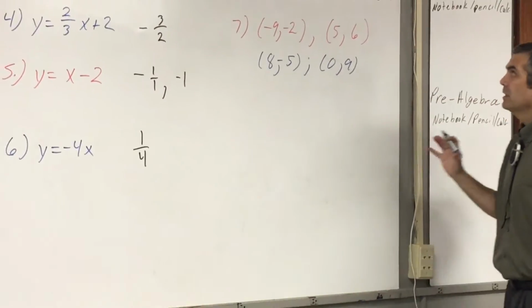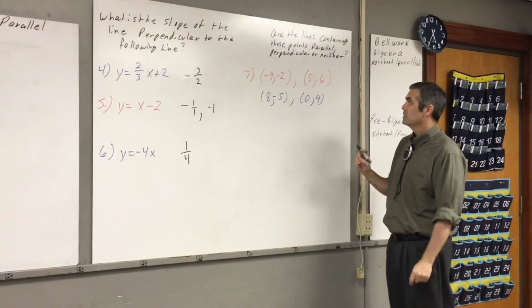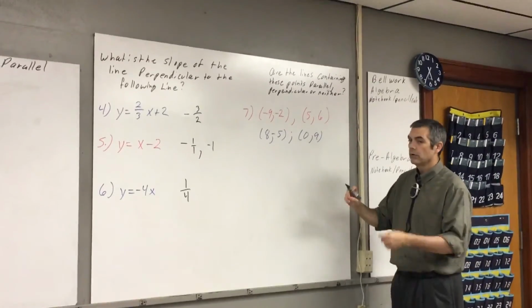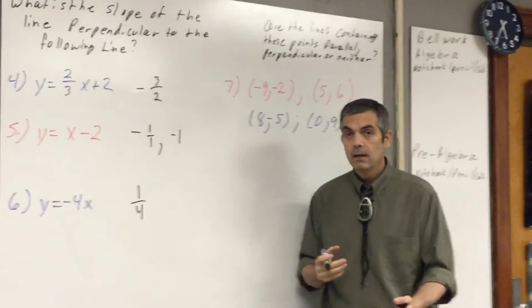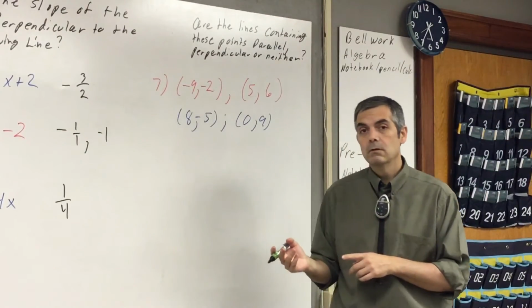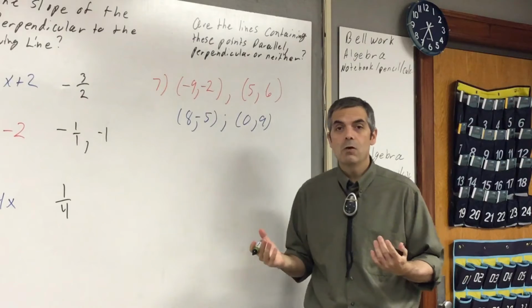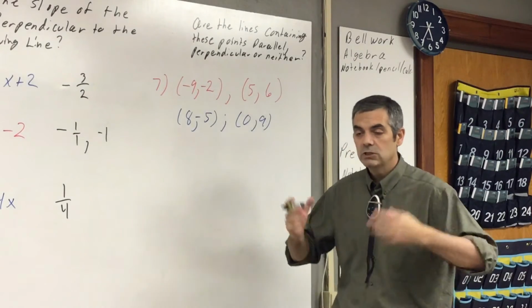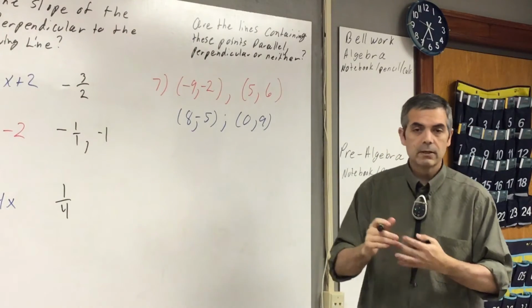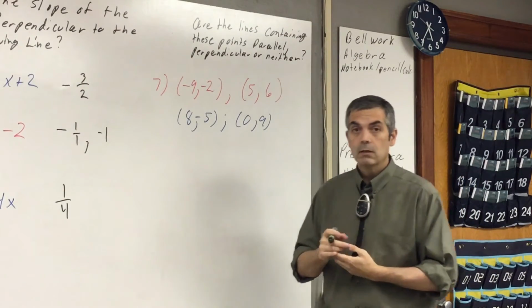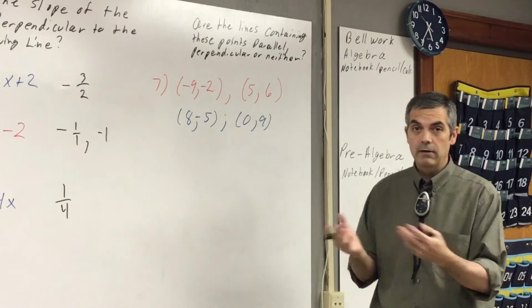Okay, are the lines containing these points parallel, perpendicular, or neither? So now they didn't give you slope-intercept form, they gave you 2 points. Well, all we need is the slope. We don't need anything else. We just need the slope to determine whether or not they're parallel, perpendicular, or neither. That's all we need. So when you're given 2 points, how do you find slope?